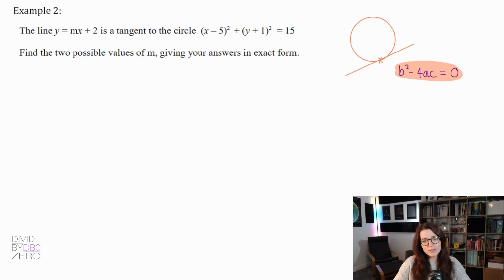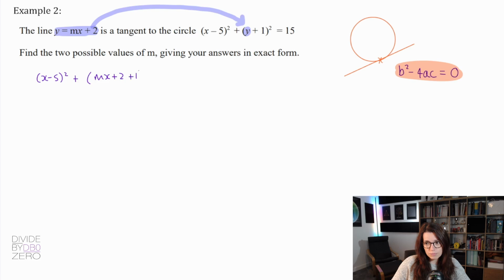Before we can work with the discriminant, we need to combine the two equations to find the point of intersection. When you've got a linear equation and a quadratic equation, it's best to substitute the linear one into the quadratic one. So if we take this and substitute it into that one, so replace y, let's see what we get. So (x - 5)² + (mx + 2 + 1)² = 15. So I've just replaced the y with mx + 2.